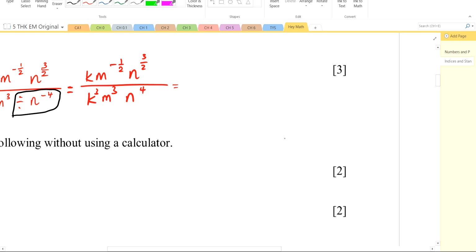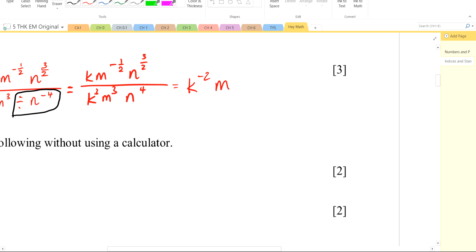Now, we are left with k to the power of. Now I want to combine already. K power? Is it k square? Negative 2. K power negative 2. Can see why is k power negative 2? 1 minus 3.